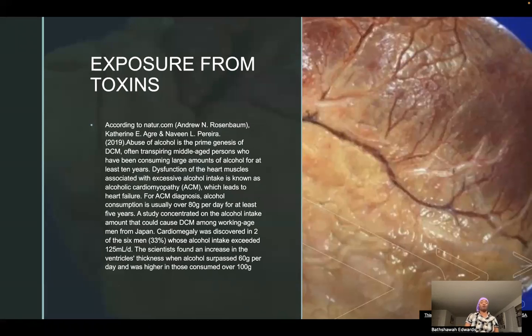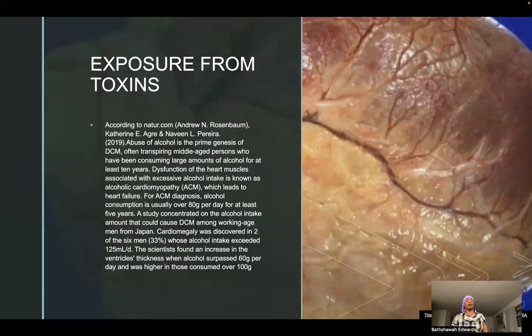However, here are a few exposures from toxins. This is a heart that has been diagnosed with dilated cardiomyopathy. I'm sorry. This is an unhealthy heart. You can see the damages here.